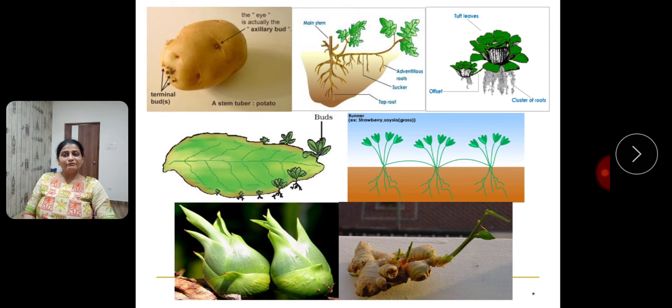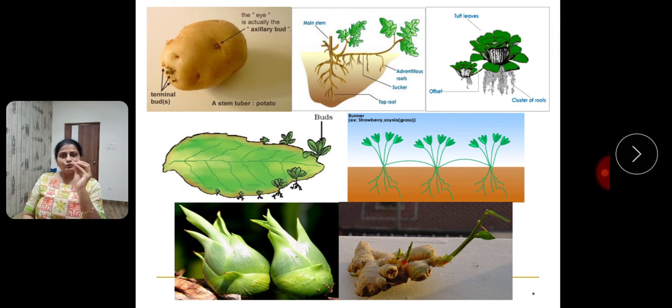The fourth artificial vegetative propagation is the micropropagation. This method includes propagation of plants by culturing the cells or tissues or organs in laboratory, which is known as the tissue culture. And initially, this forms an undifferentiated mass of cells, which is known as callus. And later on, this callus differentiates to produce many small plantlets. Okay, again, it's very simple.